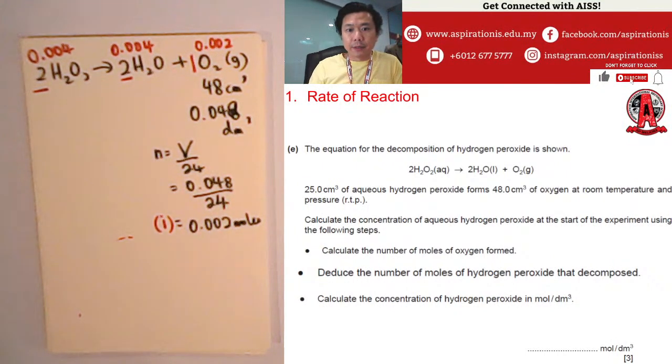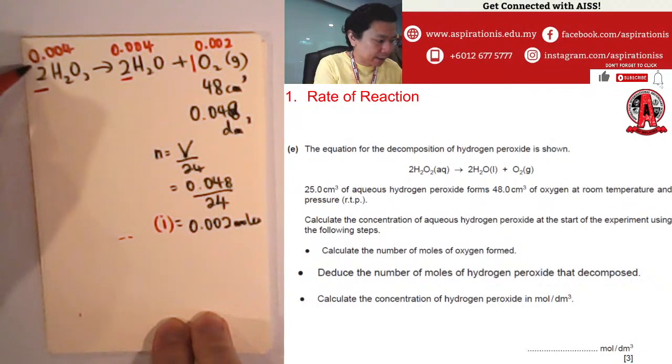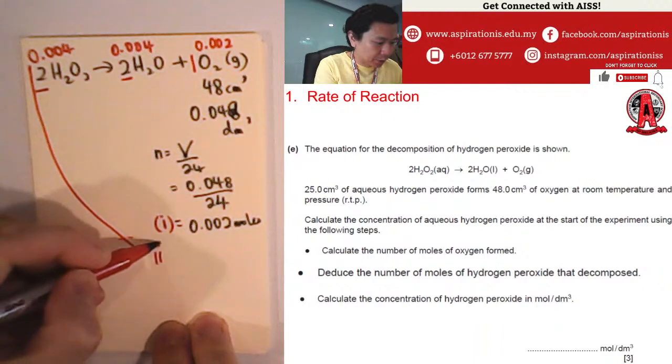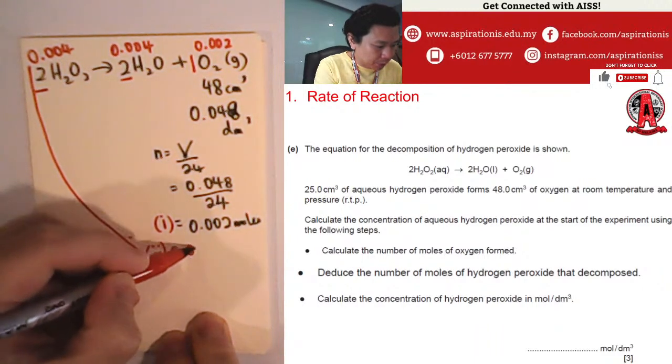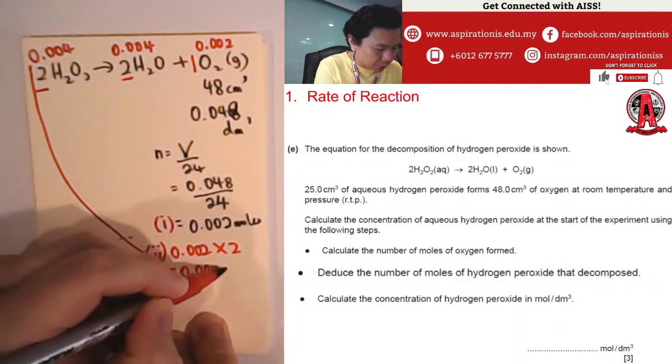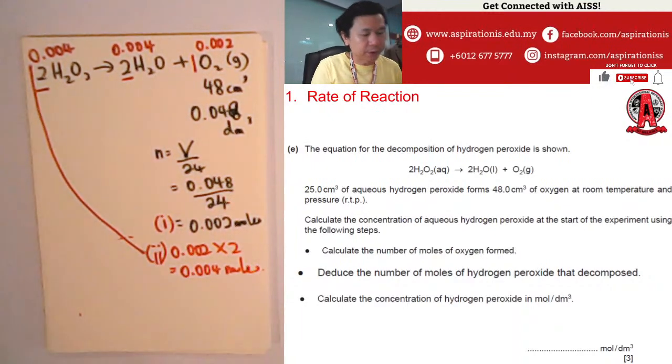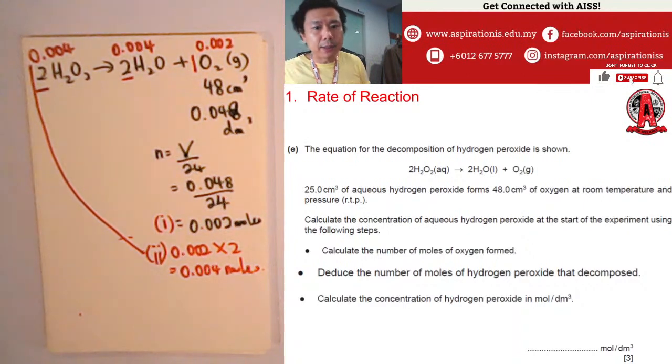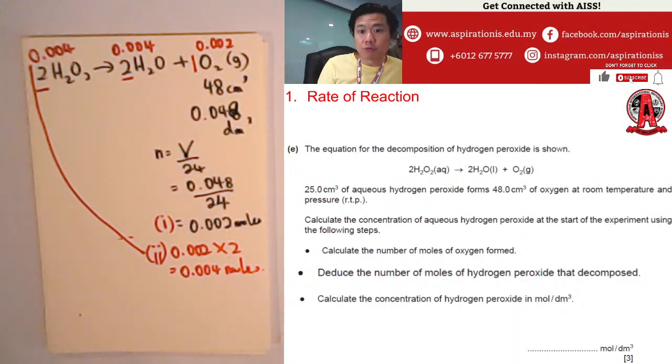Now, deduce the number of moles of hydrogen peroxide that decompose. Well, this is the answer. So it's 0.002 times 2, you're going to get 0.004 moles. So now the next step is they want you to calculate the concentration of hydrogen peroxide.